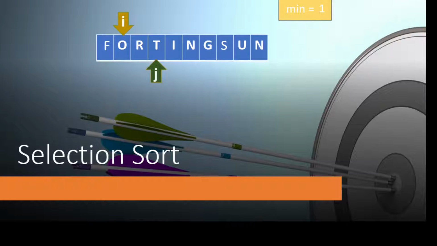Okay, so R's not less than O. T's not less than O. I is less than O. So again, move that to 4. N is not. G is, so move it up to 6. Then the rest of them are lower. So then I switch out G and O. I move up to the next one and follow that cycle over and over again.